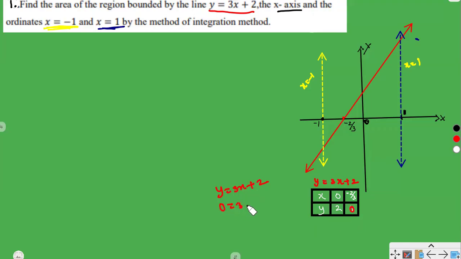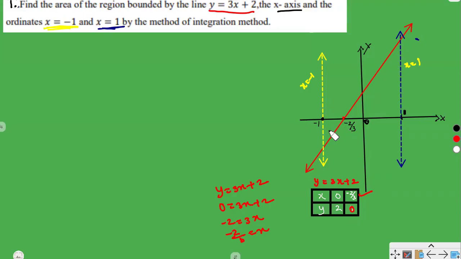When you put y equals 0, what do you observe? Minus 2 equals 3x, minus 2 by 3 equals x. So x becomes minus 2 by 3, which I have written here. When y is 0, x is minus 2 by 3, and this point is on the x-axis. That is why the line cuts the x-axis at minus 2 by 3.